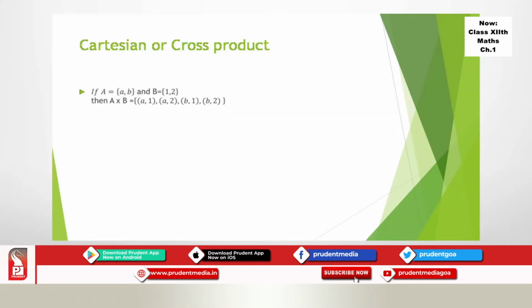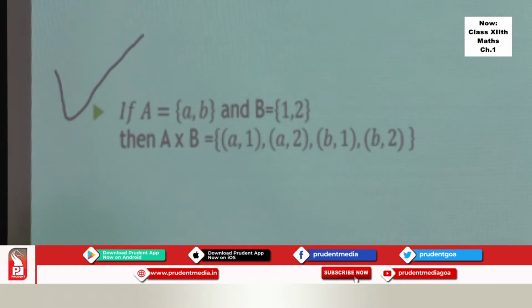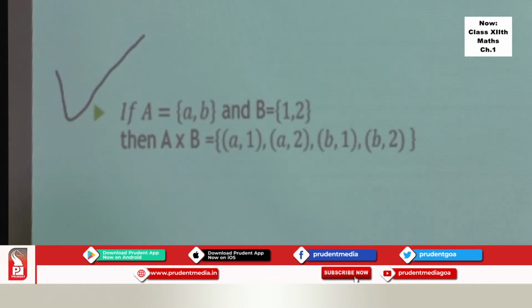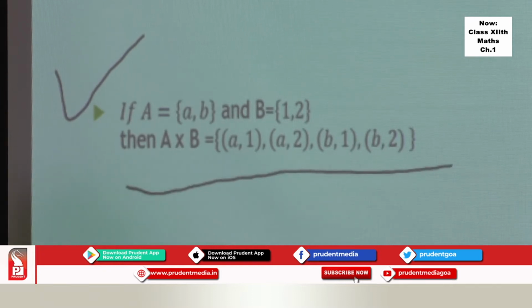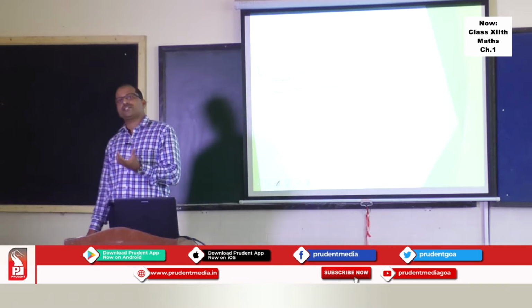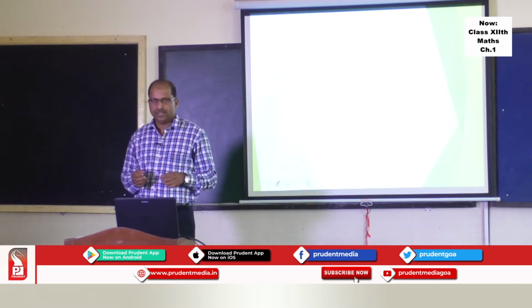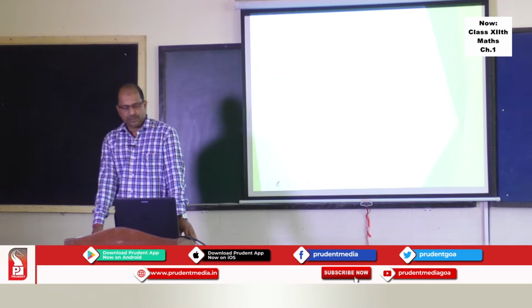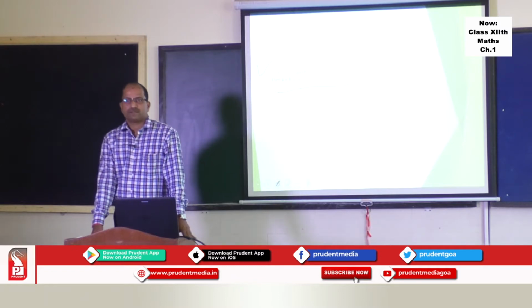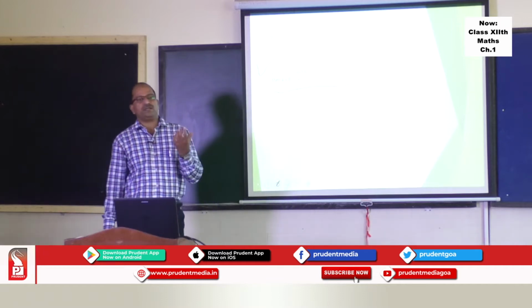Here we have taken set A and set B. Set A has two elements, namely a and b, whereas set B has two elements, 1 and 2. What is the cross product? The Cartesian product A cross B is the set of ordered pairs (a,1), (a,2), (b,1) and (b,2). If set A has two elements and set B has two elements, then A cross B will have 2 into 2, that is 4 elements. There will be 4 ordered pairs in the cross product.